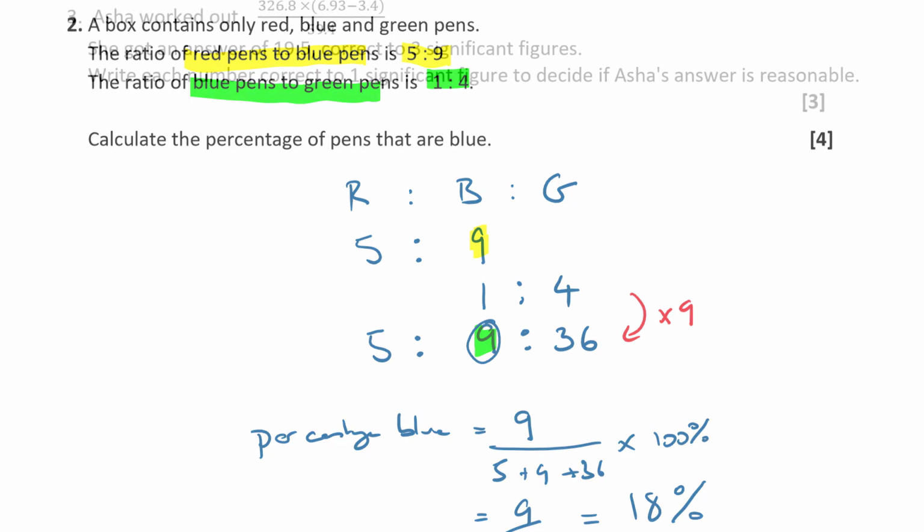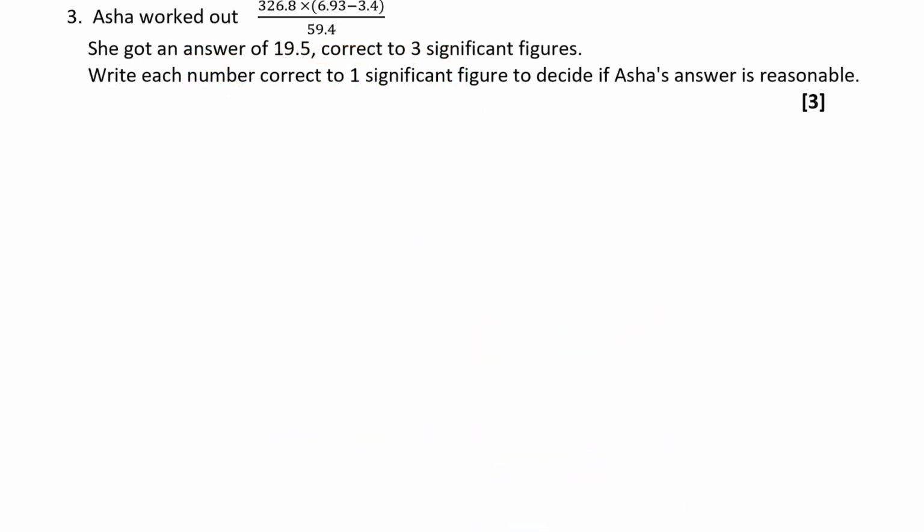Okay. Question 3. Asher worked out 326.8 times (6.93 minus 3.4) all over 59.4. She got an answer of 19.5 correct to 3 significant figures. Write each number correct to 1 significant figure to decide if Asher's answer is reasonable. Okay, so they want us to do an estimate of this calculation and see if it's similar enough to her answer to decide whether or not her answer is correct.